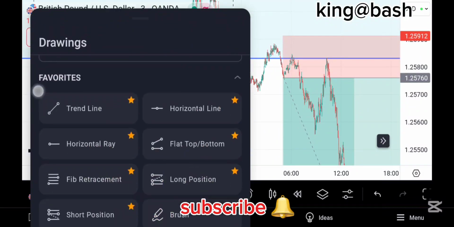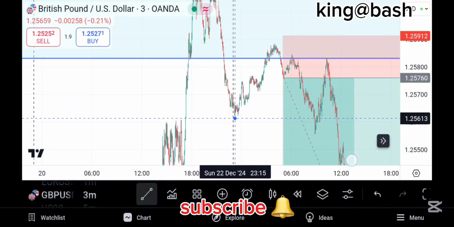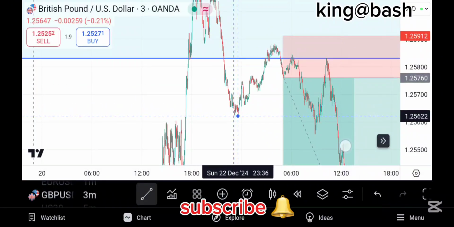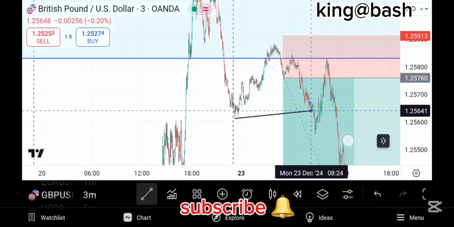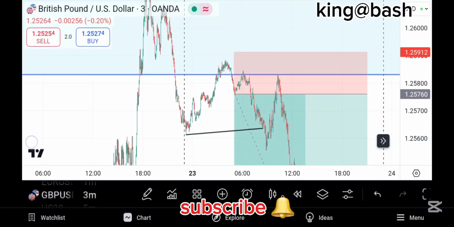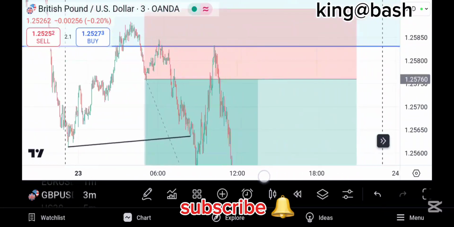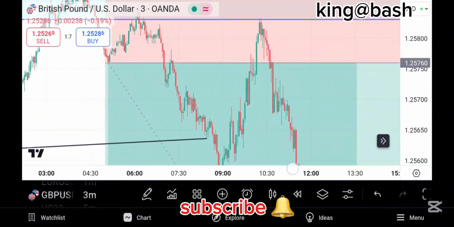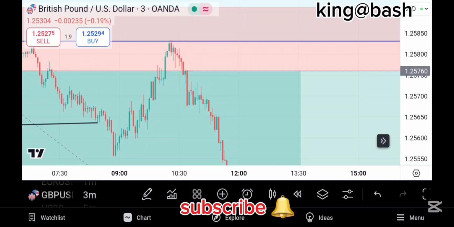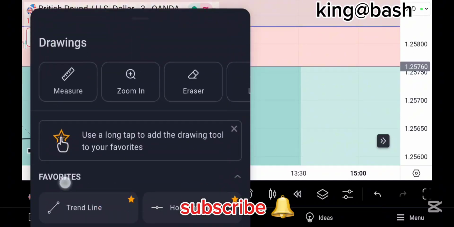So this was the break of structure here on the 1 hour time frame. You can see this was the break of structure. So when price retraces back, this is the 2 minute time frame. So you see, immediately price retraces back.